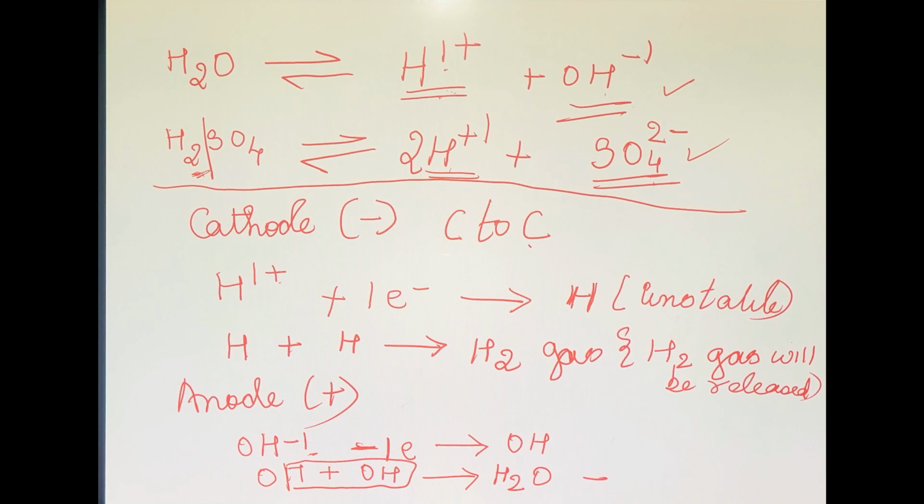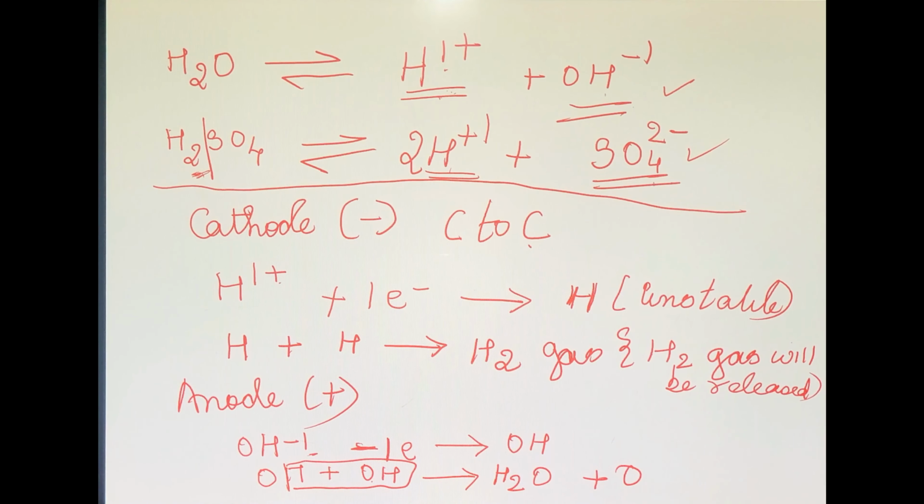H2O plus O. Isn't it, children? OH minus 1 electron, I will get OH. Clear? Now we know OH is highly unstable. So OH will again combine with another OH. This OH will combine with one H here and it will give me H2O plus O.